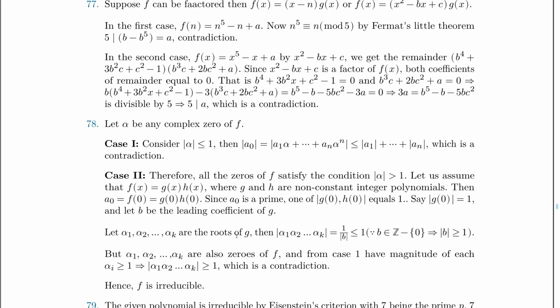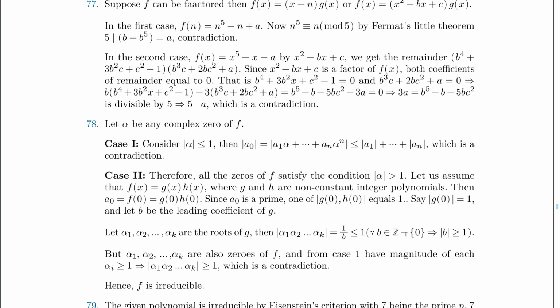Now from that, since b is the leading coefficient and alpha 1, alpha 2, alpha k are the roots of the polynomial, the mod of the product of roots is equal to 1 by mod b, which is less than or equal to 1, because b is a nonzero integer.